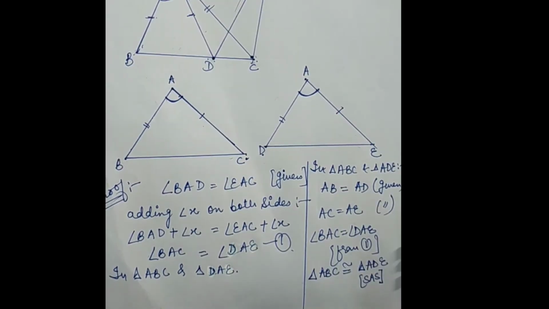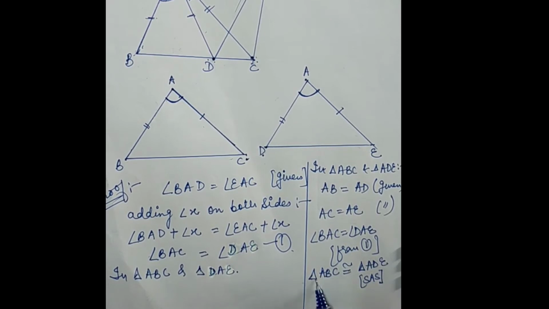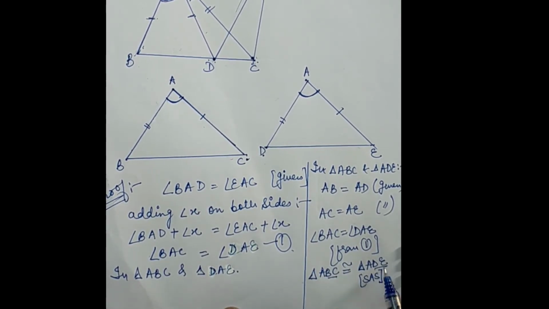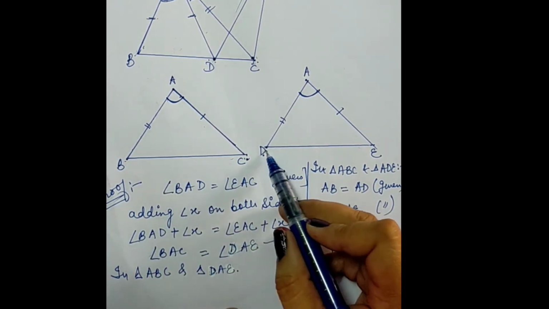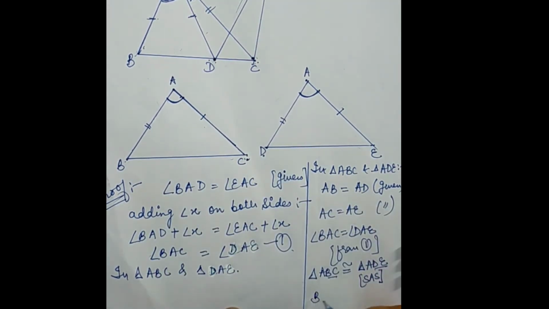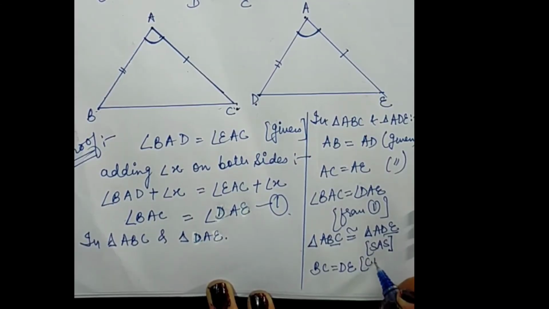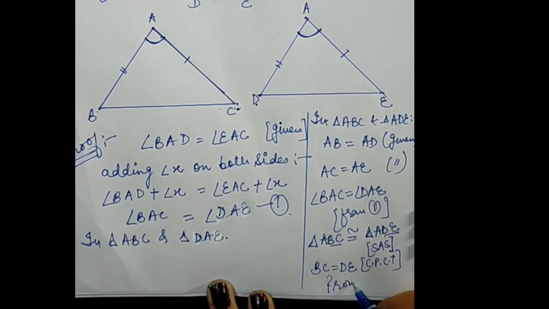axiom. These two triangles are congruent, therefore their corresponding parts BC will be equal to DE. You can see from the figure as well, BC is equal to DE, and this is what we wanted to prove by CPCT, hence proved.